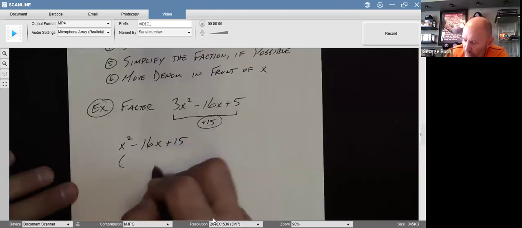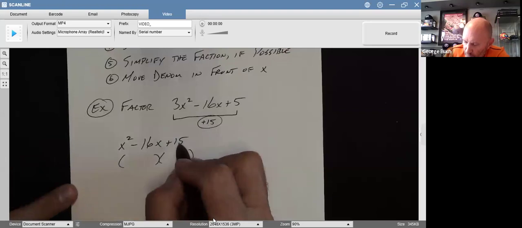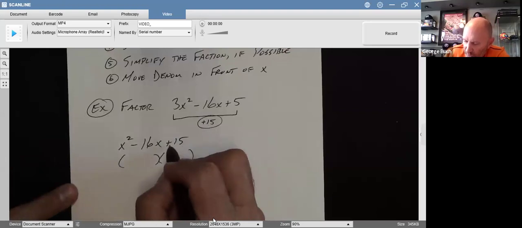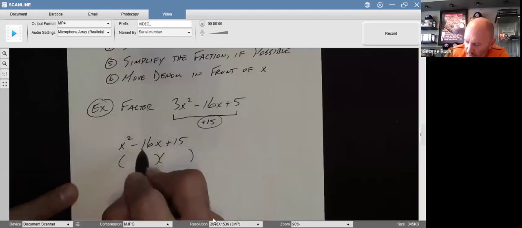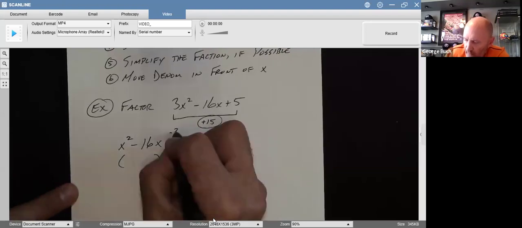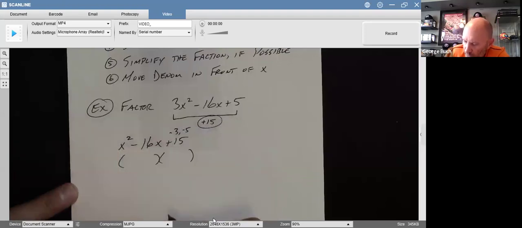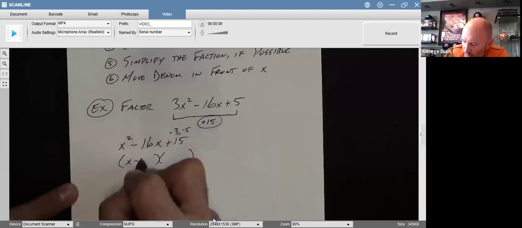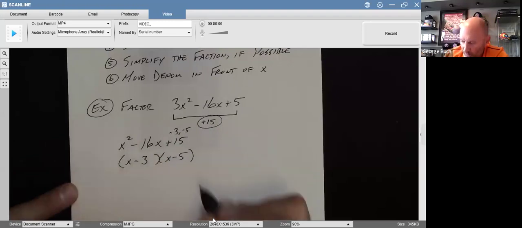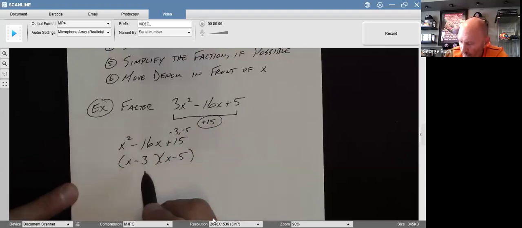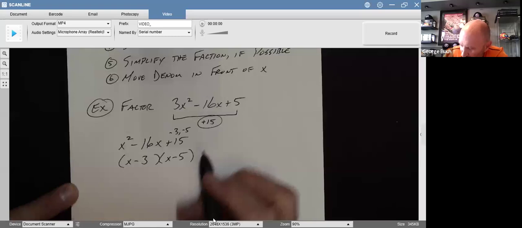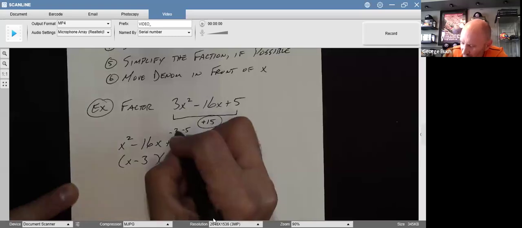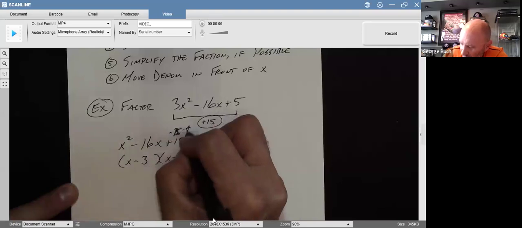So now all I have to do is find two numbers that when multiplied together give me positive 15, but if I add them, give me negative 16. So that's negative 3 and negative 5. So x minus 3, x minus 5. If I want to check, FOIL it back. I'm sorry, not negative 3 and 5. I don't know what I was doing. You're like, what is this guy talking about?